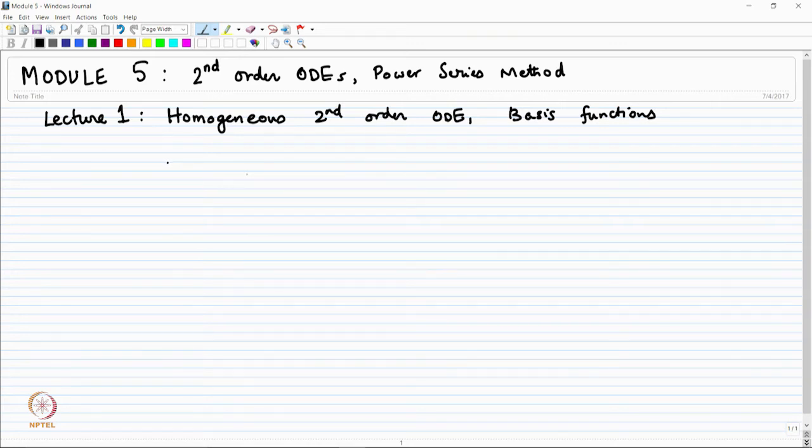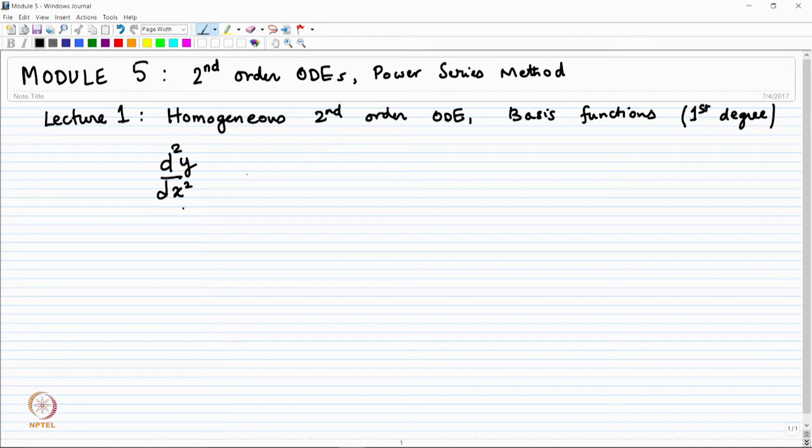Essentially, if you have a second order ODE, you have to have something like d square y by dx square. I am assuming x is the independent variable and y is the dependent variable. So, you have to have a term like this. And let us take first degree equations. For convenience, we will just take first degree equations. So, d square y by dx square has power 1.